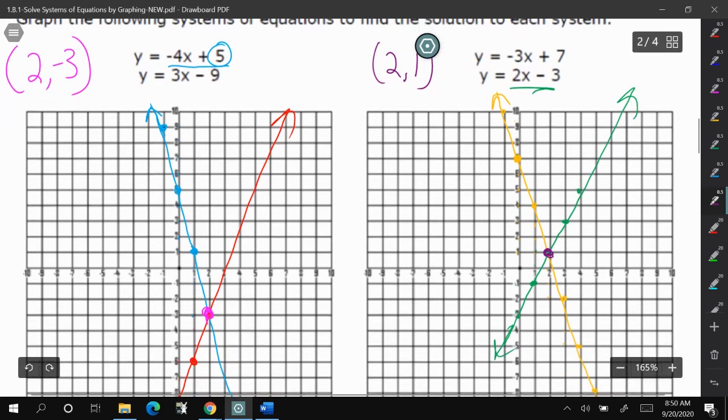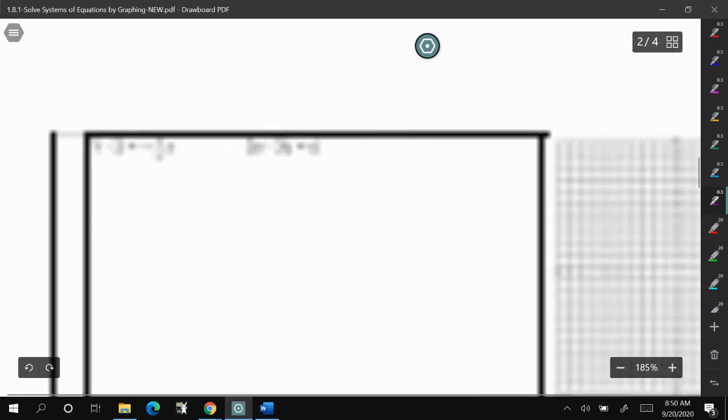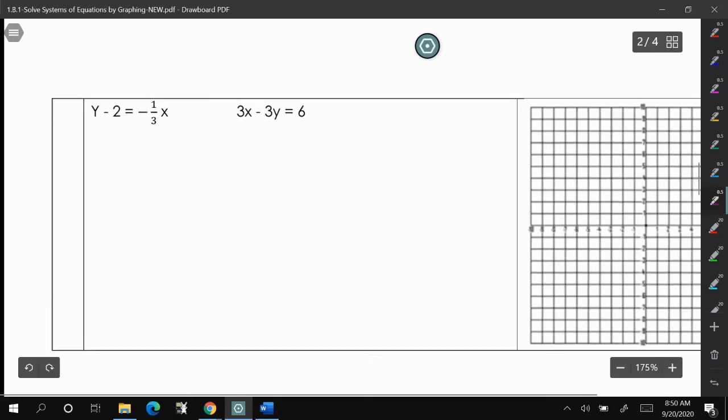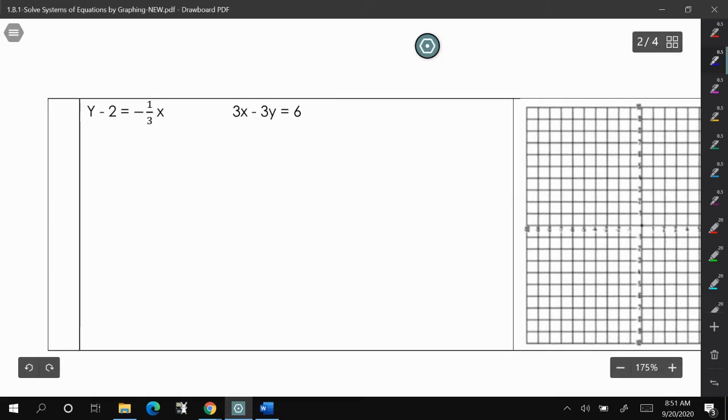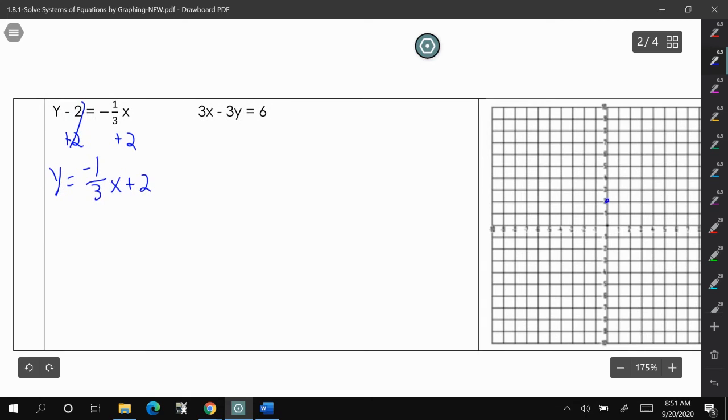Now, it'd be nice if all of your equations were set up that way. Look at these, though. We don't have y by itself in any of them, so we need to get y by itself first. So on the left one, we're going to add 2 to both sides. Now we get y equals negative 1/3 x plus 2. And we can graph that one. So positive 2. Negative 1/3 means going down 1 and right 3.